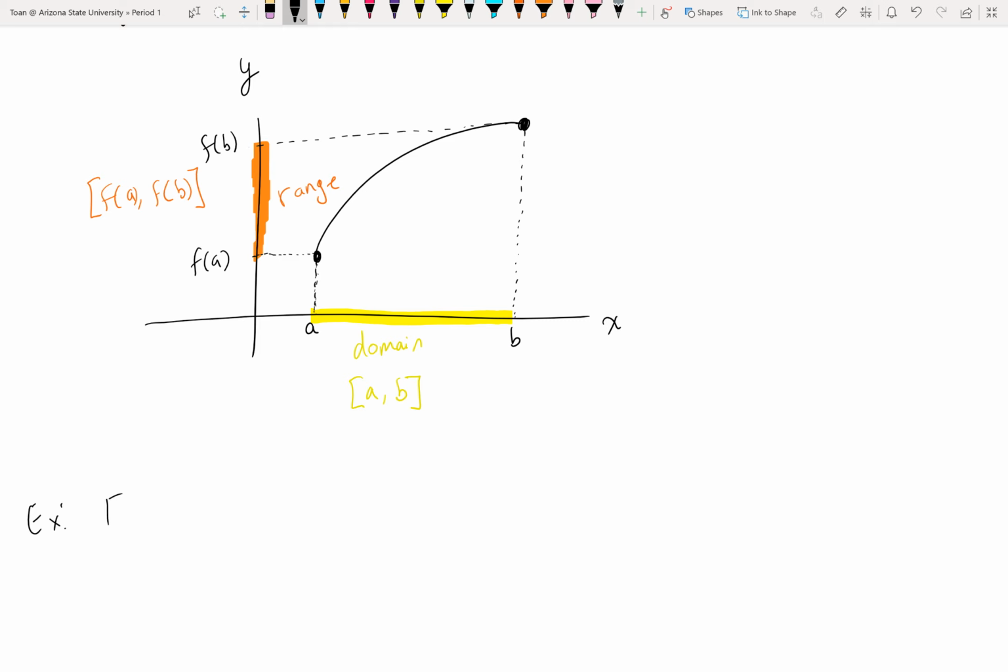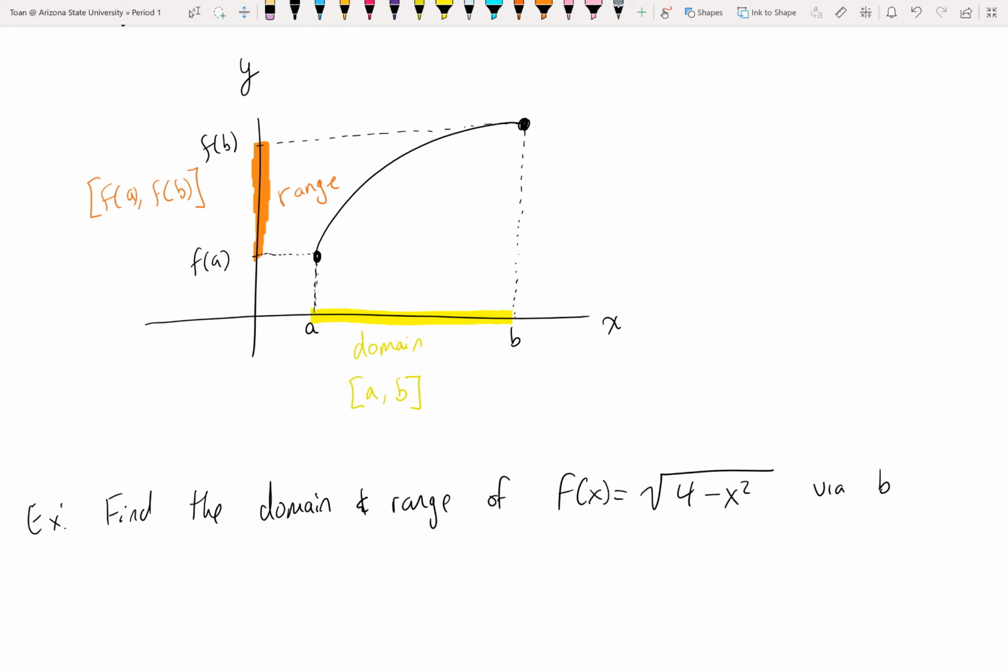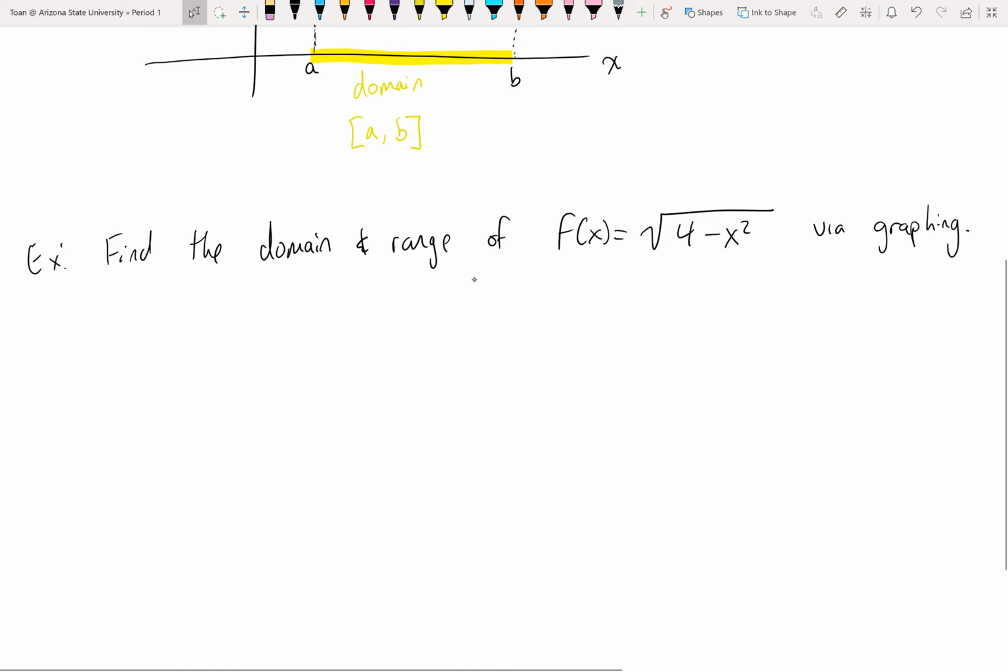Suppose I asked you to find the domain and range of f of x equals the square root of 4 minus x squared via graphing. Right. So again, if we use yesterday's lesson, sure, this is not a linear function. I'd make an xy table, plot it, see what it looks like. But again, just take a graphing calculator, take Desmos, and get the picture.